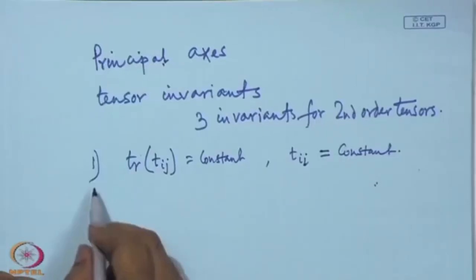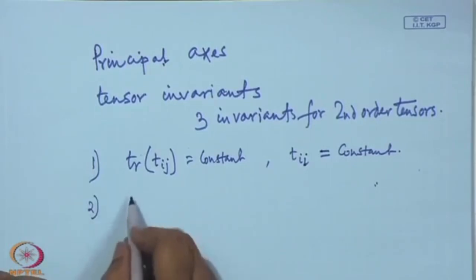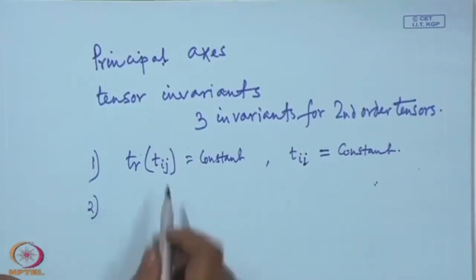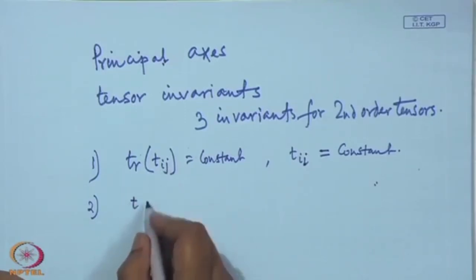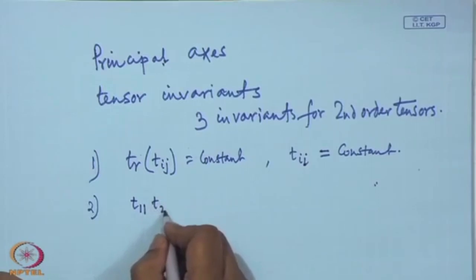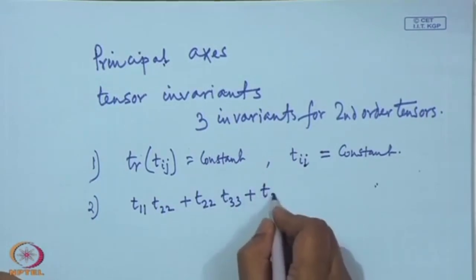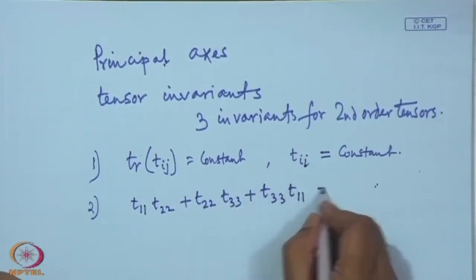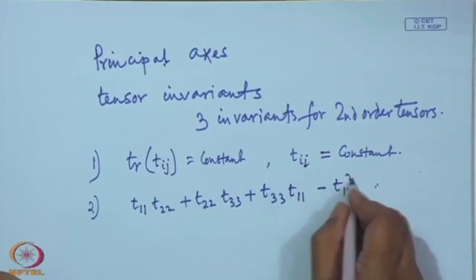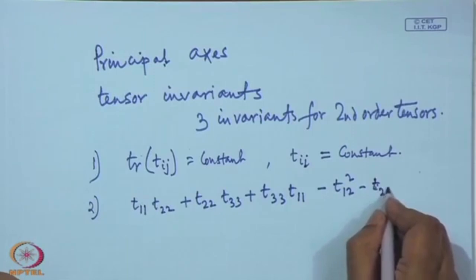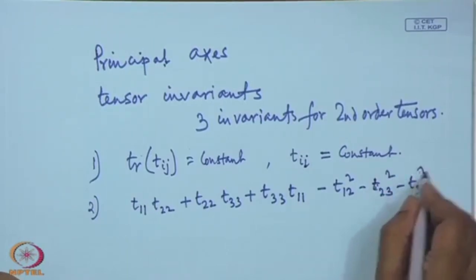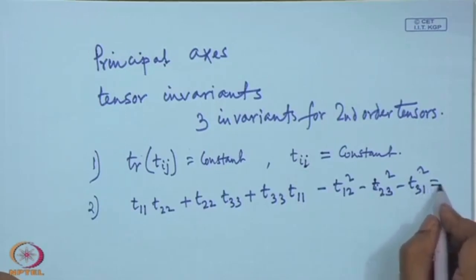The second tensor invariant is that the sum of the principal minors is constant, which in this case can be written as, say, the second invariant. Let us think about this T matrix: T 11 into T 22 plus T 22 into T 33 plus T 33 into T 11 minus T 12 square minus T 23 square minus T 31 square is constant.